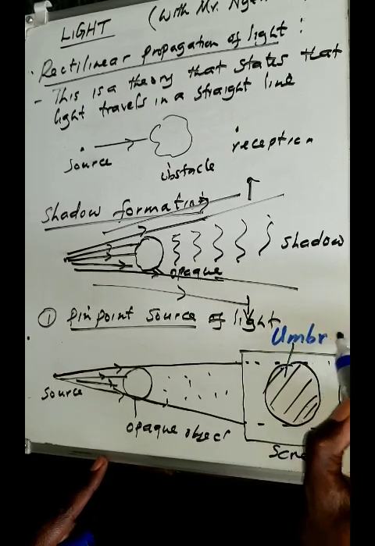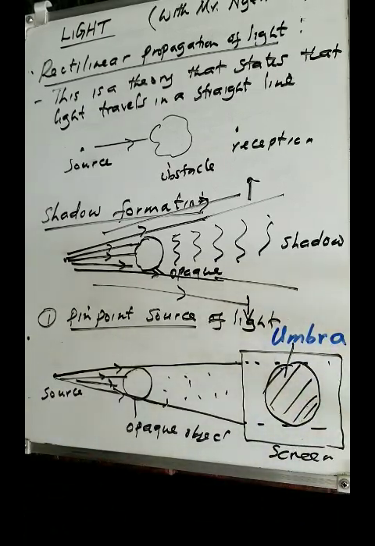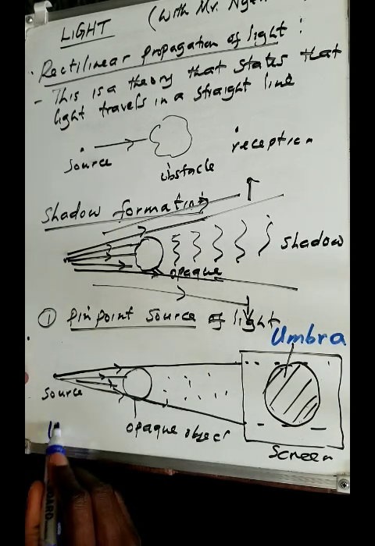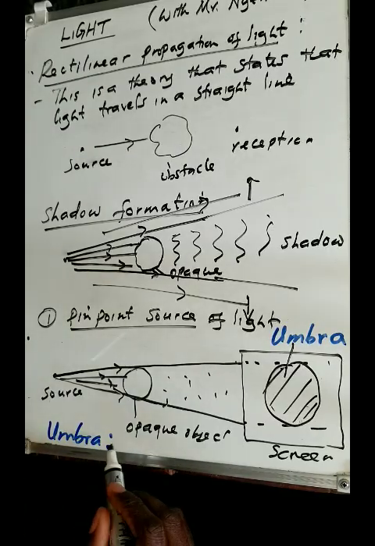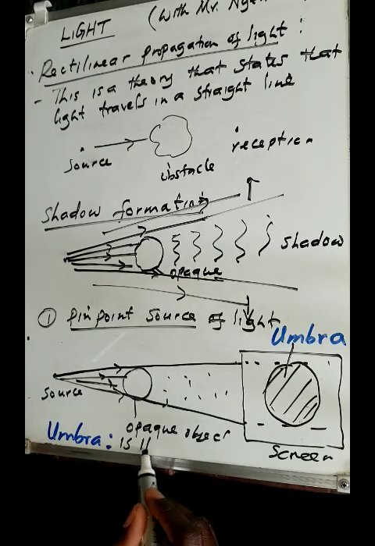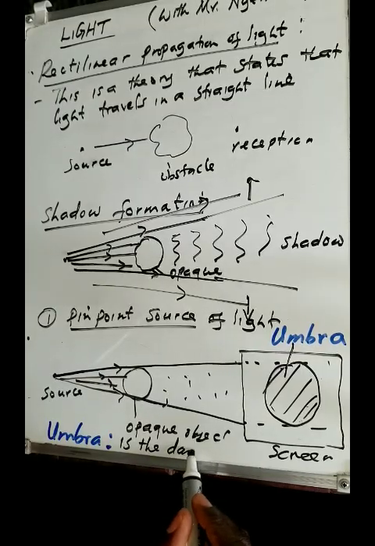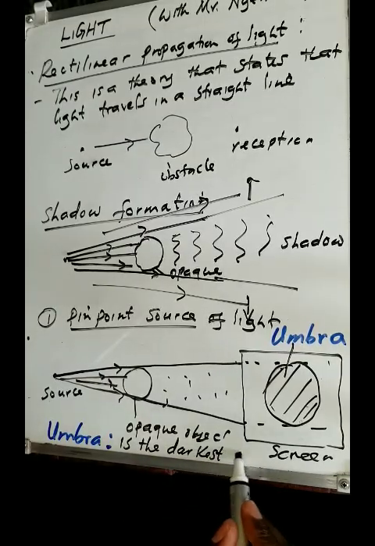So you need to remember the word umbra. So what exactly is umbra? Umbra is simply the darkest shadow that is created. Let me write a point here. When we talk about umbra, what we simply mean is the darkest shadow.